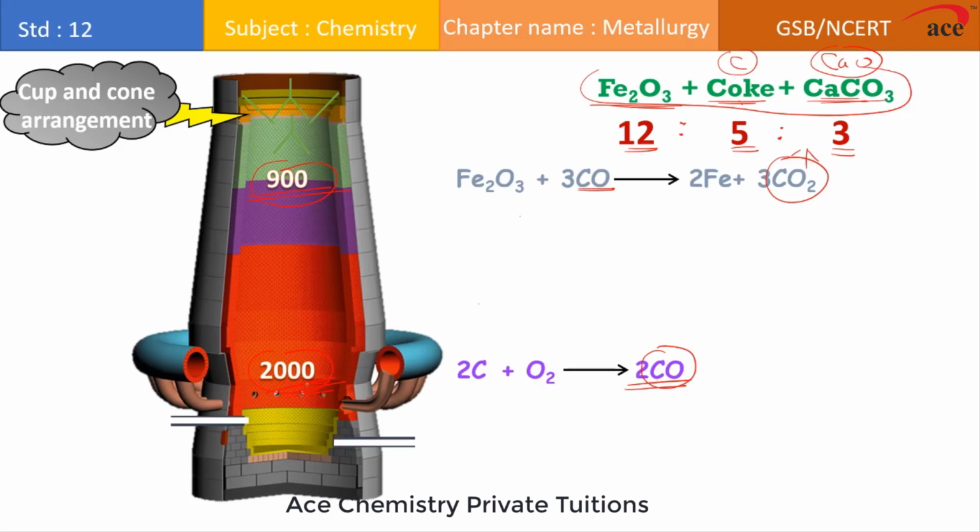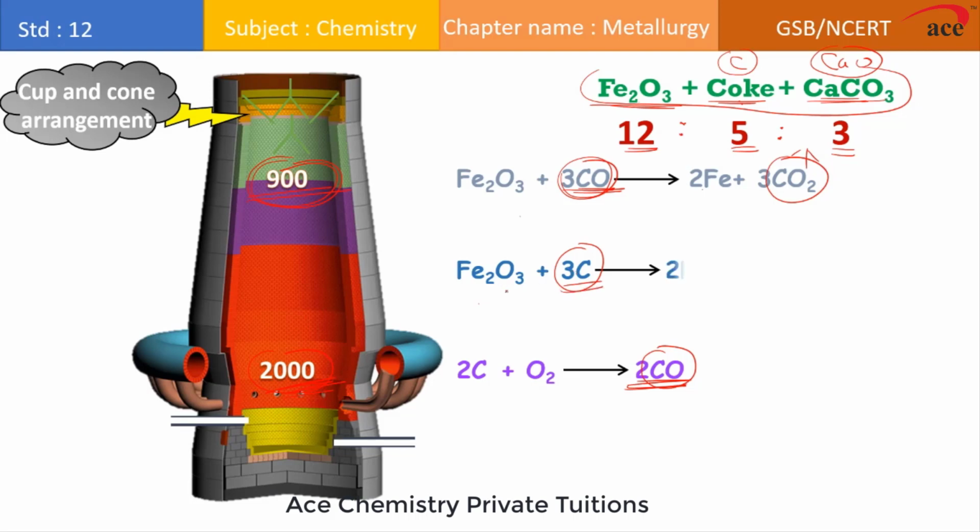This reaction takes place in the upper part of the furnace at about 900 Kelvin. Please remember 2000 Kelvin at the lower part is considered to be the highest temperature. There is formation of carbon monoxide, and at 900 Kelvin there is reduction of iron oxide to iron metal, and this reduction is carried out by carbon monoxide. At the middle part, Fe2O3 is reduced again, but this reduction is carried out by coke. So in the upper part, the reducing agent is carbon monoxide, and in the middle or lower part, the reducing agent is coke.